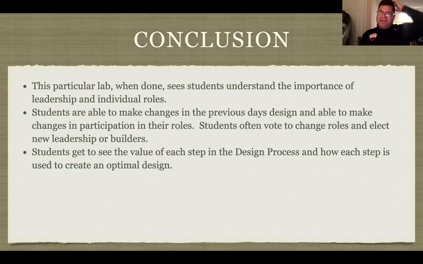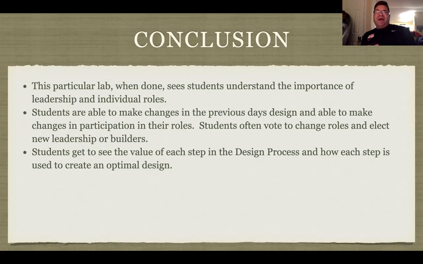So students are able to make changes in the previous day's design. They can make changes in their roles, right? Sometimes managing a process is managing a group of people. A system could be a group of people, and you have to sometimes pull somebody out of a role and put them in a different role because they'll succeed there. So they can manage their roles and understand how they interact with each other through teamwork to make the best possible output. And then students often vote to change roles. They'll ask, can we change roles? They can't change groups, but they can change roles.